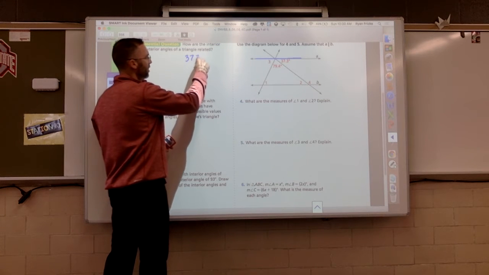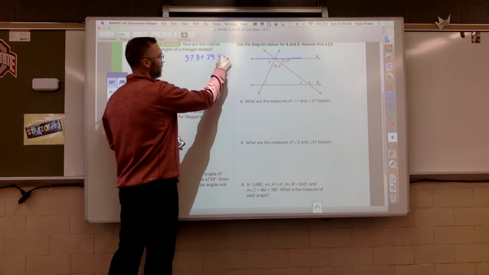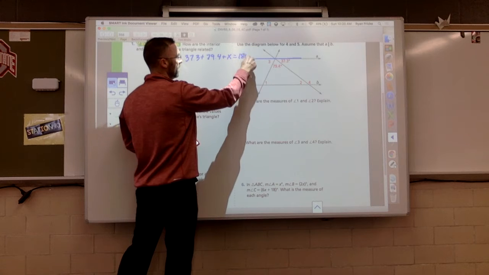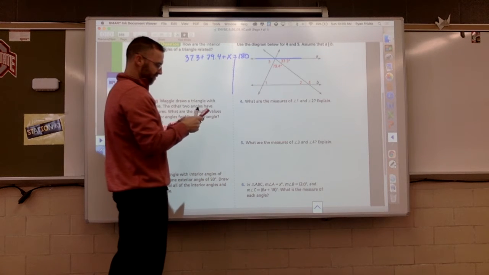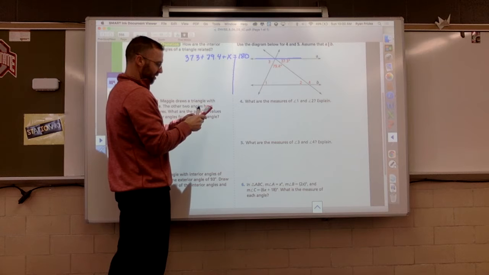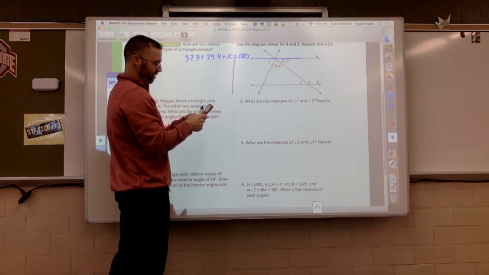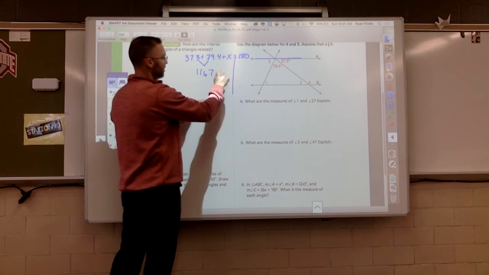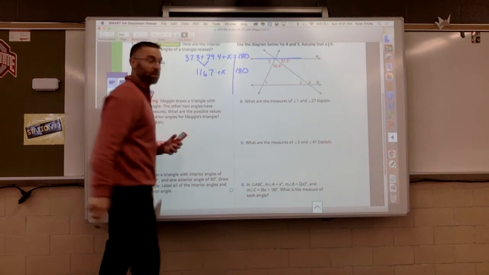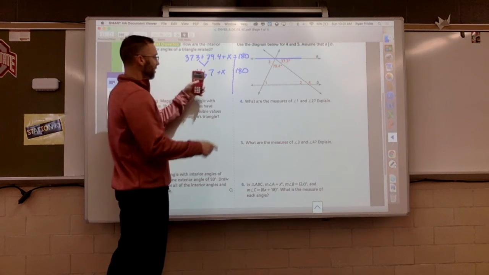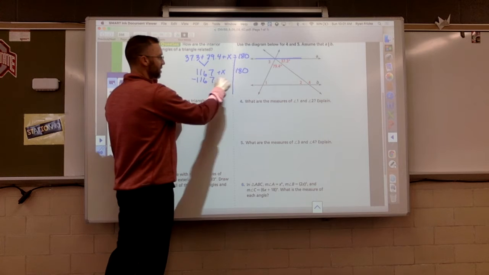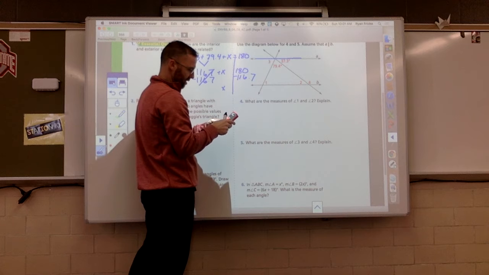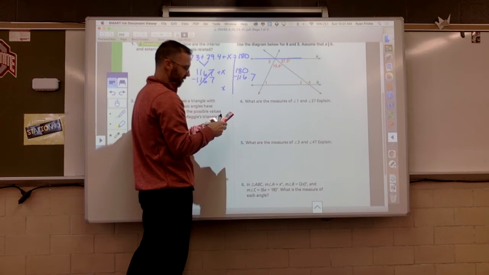So I'll write it over here. 37.3 plus 79.4 plus this angle 3, which I'm going to put as an x, is equal to 180. Well, solve the equation. With my handy-dandy calculator, 37.3 plus 79.4, these two combined, is 116.7. Next step, using inverse operations, isolate the variable, subtract 116.7 from both sides. Okay, it cancels out. All right, 180 minus 116.7.